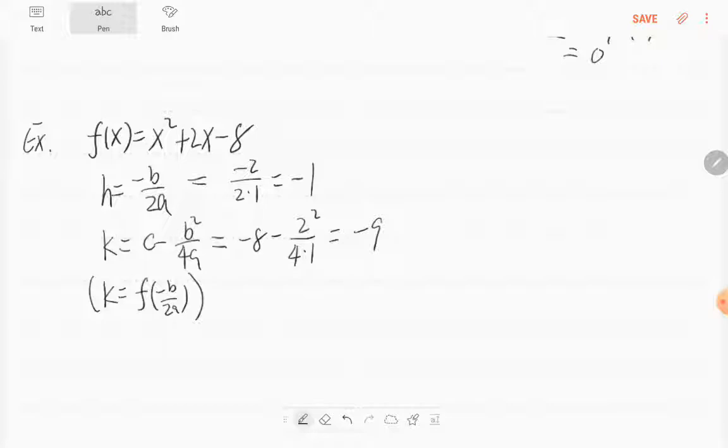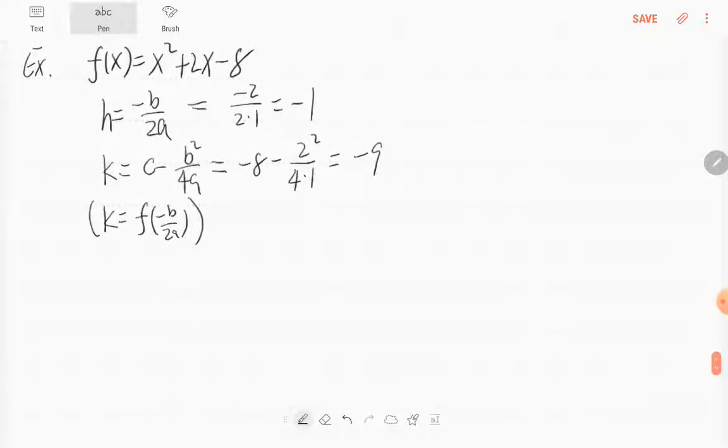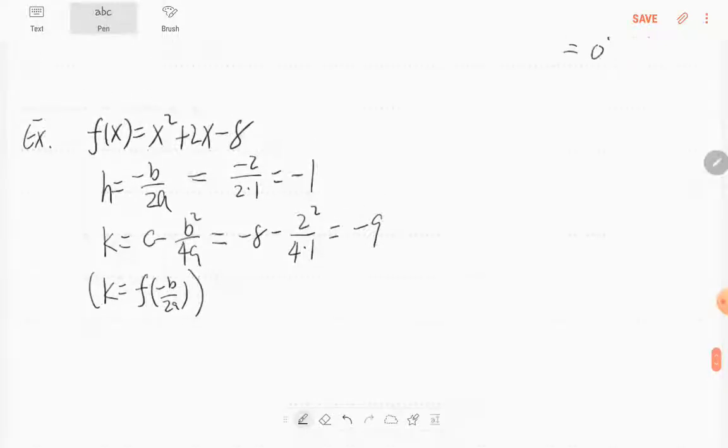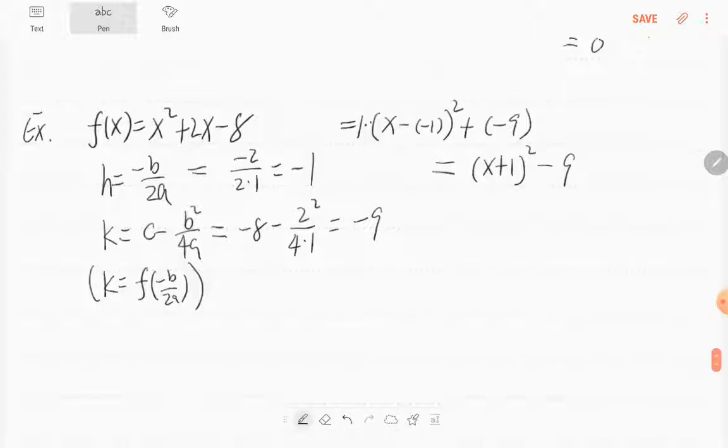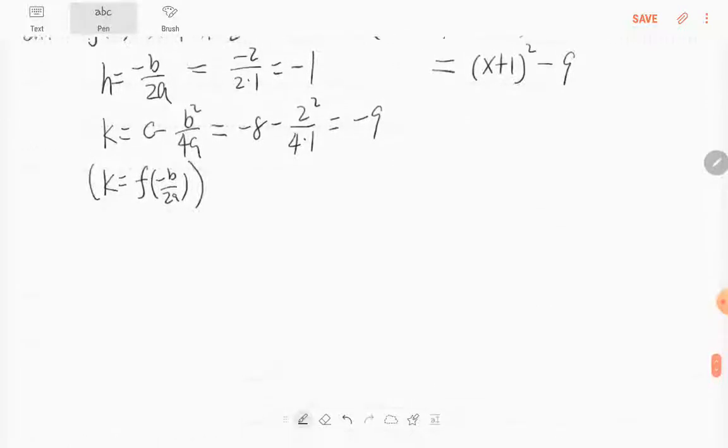So in other words, the vertex form of this one is, a is 1, right? A is 1, so it's 1 times (x minus h), negative 1, squared, and plus k, plus negative 9. Let's rewrite it as the vertex form, which is (x plus 1) squared minus 9. Okay, so let's sketch the graph.